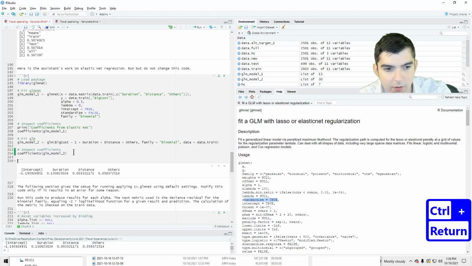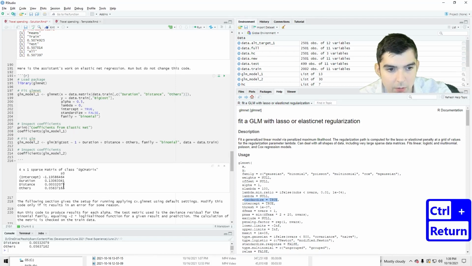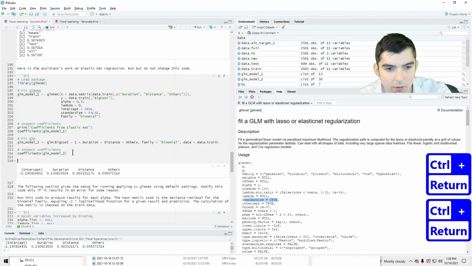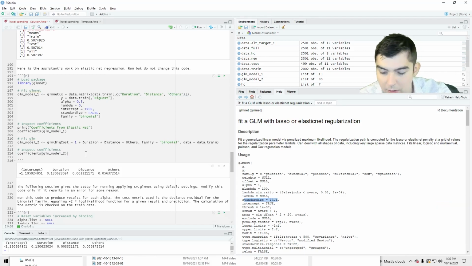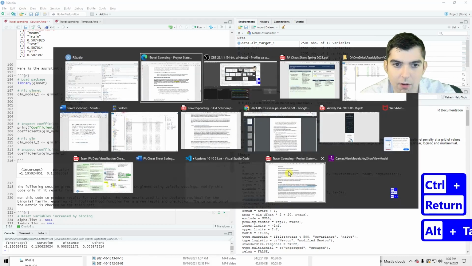Compare that to the coefficients of this: distance, duration, and others. Right, so -1.9, 0.0113, distance. Are those actually the same? 0.00332. 0.00332. Others 0.0563. Yep, so to like 3 digits, they are the same.